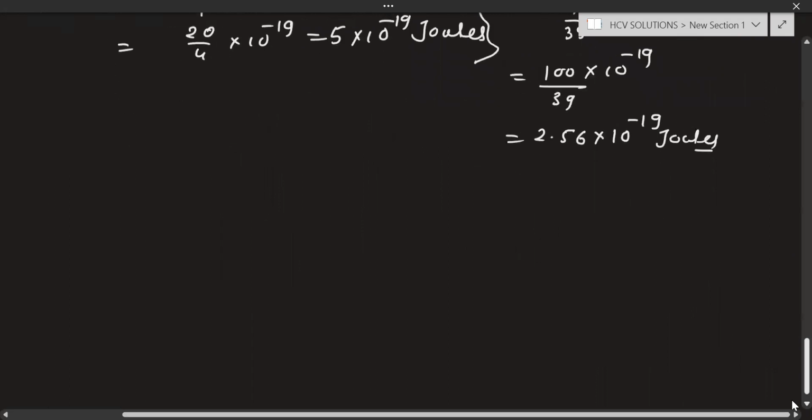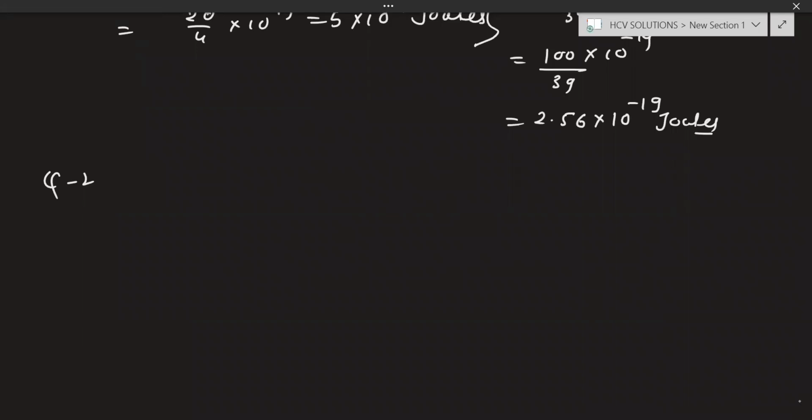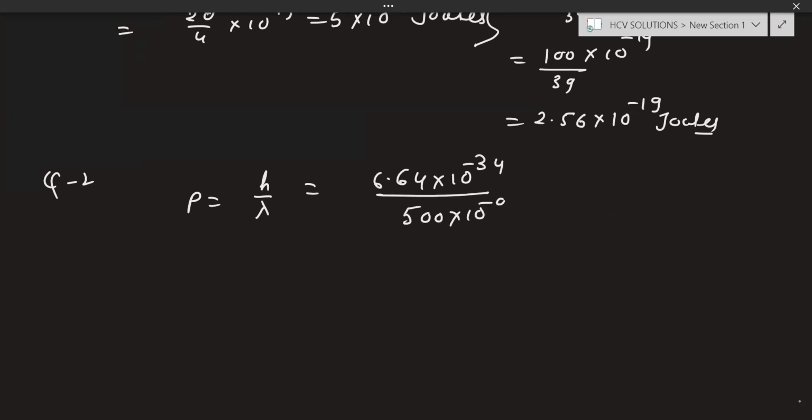Now we are coming to question number 2. What question number second says: calculate the momentum of photon of light of wavelength 500 nanometer. So you know momentum p is given by h by lambda. That h is Planck's constant, 6.64 into 10 to power minus 34, divided by lambda. So lambda value is given to be 500 nanometer, that is 10 to power minus 9.